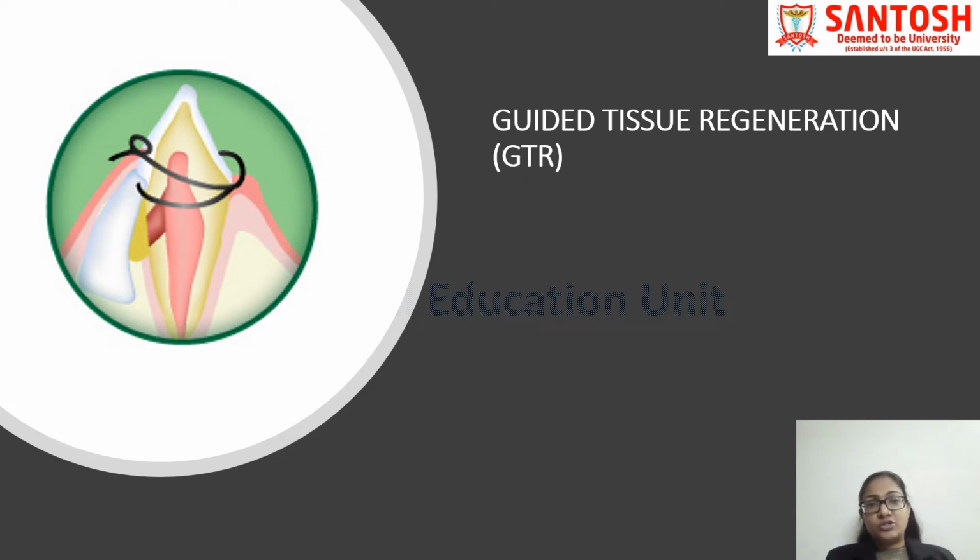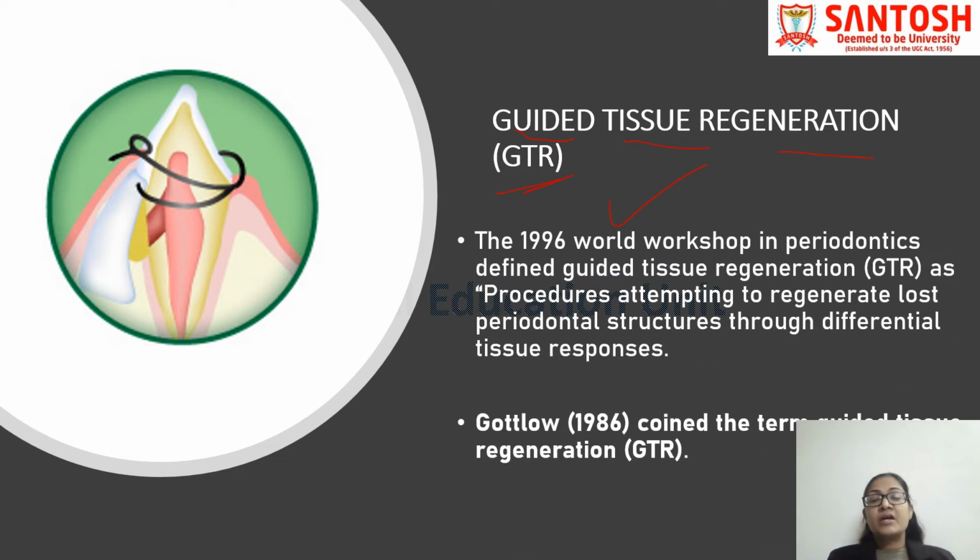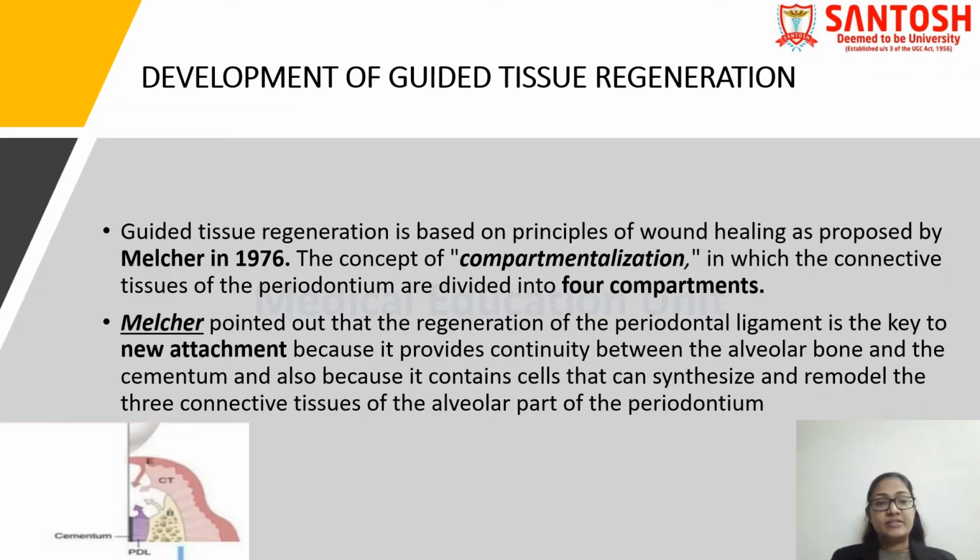Okay, with that concept in mind, with Melcher's concept in mind, let us look at what is GTR. GTR stands for guided tissue regeneration. In 1996, the World Workshop of Periodontics defined GTR as procedures attempting to regenerate lost periodontal structures through differential tissue responses. Again, the same thing, differential tissue responses meaning Melcher's concept. That means the different compartments working together to reform the periodontium. Now, Gottlow was the first one who coined this term.